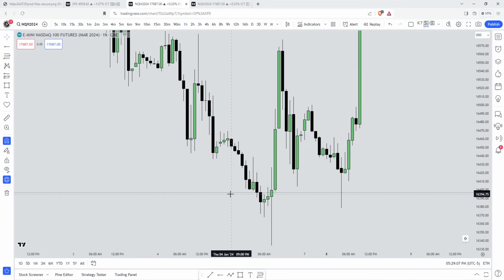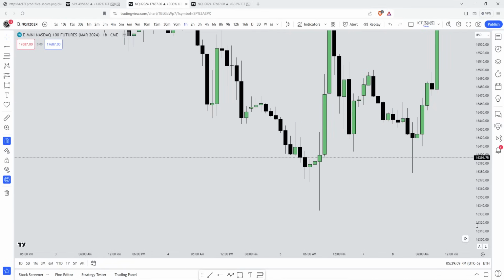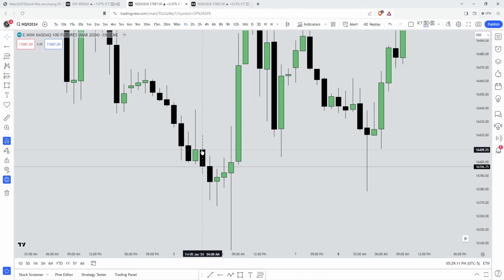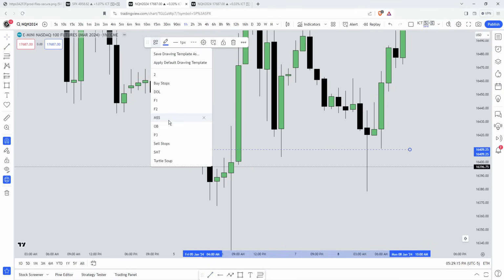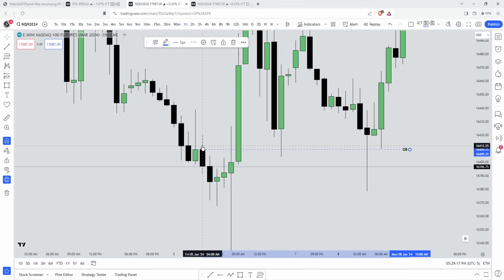Number two, where did a change in the state of delivery occur? And what is a change in the state of delivery? See these two down close candles? I'm looking for a bullish order block to get created. I'm looking for price to break over a down close candle or series of down close candles.